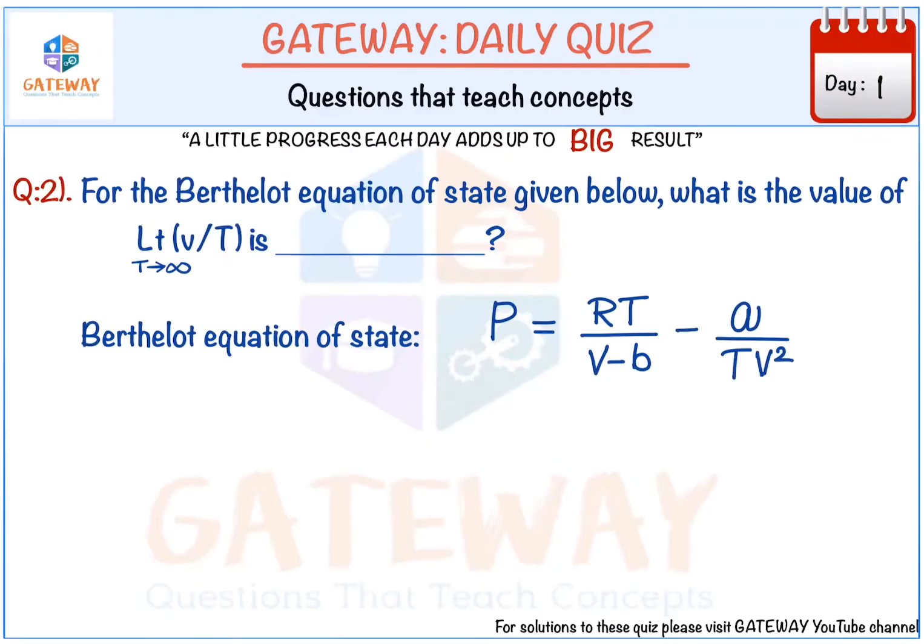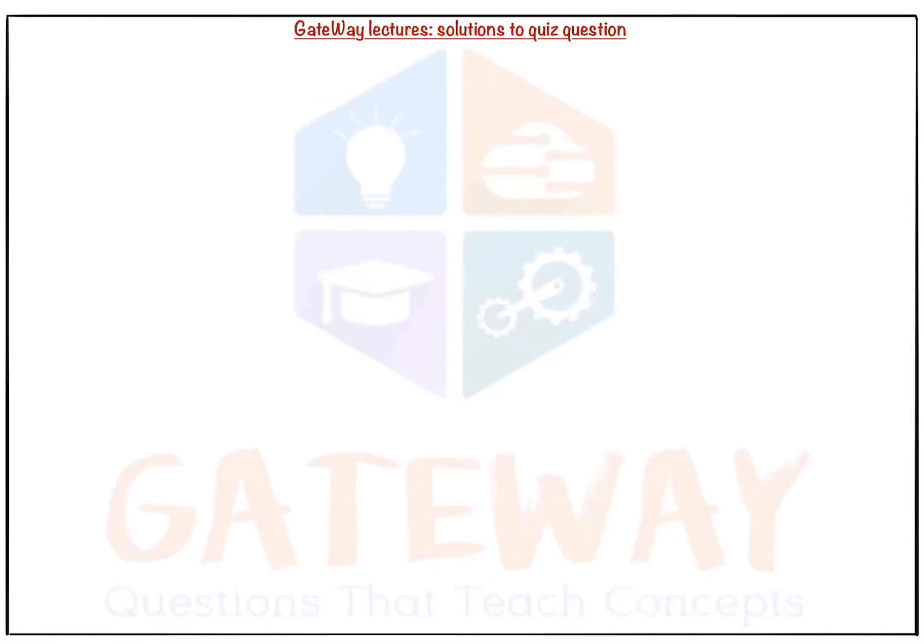The second question, for the Berthelot equation of state given below, the value of limit T tends to infinity V by T is. So it is given P is equal to RT by V minus B minus A by TV square. Let us solve this. P is equal to RT by V minus B minus A by TV square.